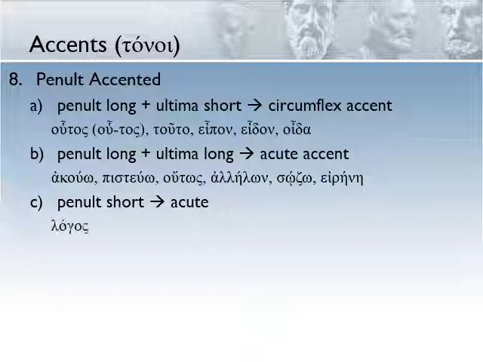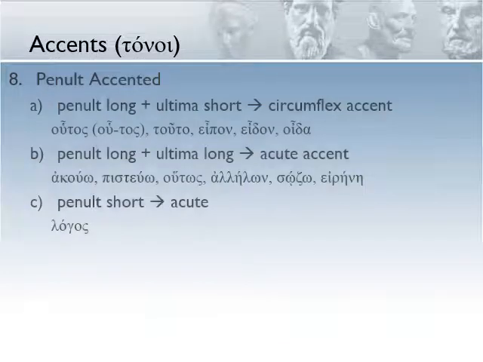Here are some examples. Logos. Notice it is accented on the second to the last syllable. That's the penult. The penult here is spelled with an omicron, and therefore it's short. So this accented penult takes the acute accent, regardless of whether the ultima is long or short. That doesn't make any difference. If it's accented on the penult and that penult is short, the accent will always be acute.